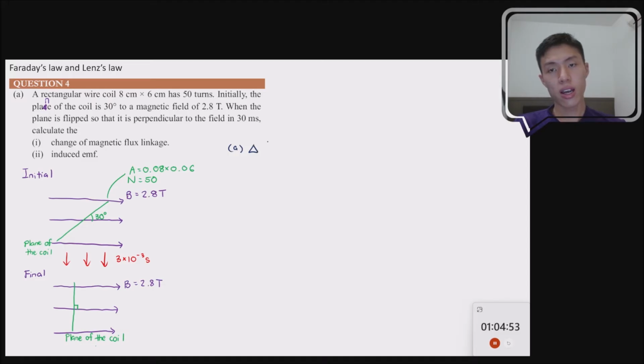Change is delta, magnetic flux linkage is capital phi. So you have to calculate phi final minus phi initial. We know that the magnetic flux linkage equation is NBA cos theta. So it will be NBA cos theta final minus NBA cos theta initial. But we have to be very clear what has changed and what remained constant.